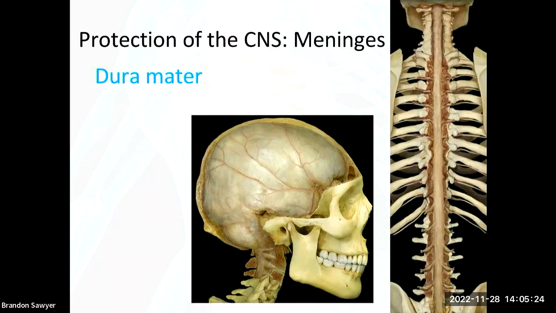Okay, and then the meninges. So the meninges, the dura mater is the most exterior one. It's the toughest. Dura mater literally means tough mother in Latin, right? So the toughest part that kind of protects it there. Okay, so we can see that here in the brain, and then we can see it around the spinal cord as well.